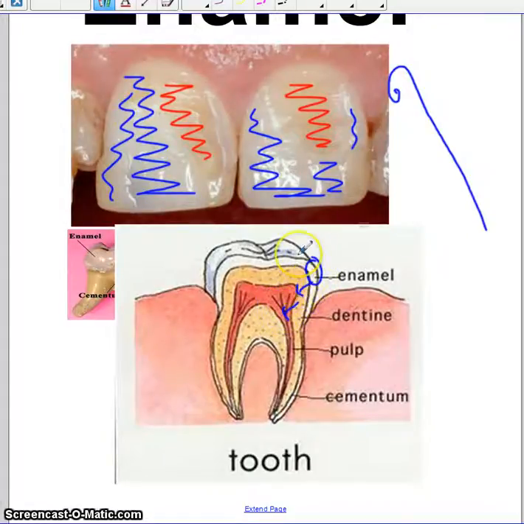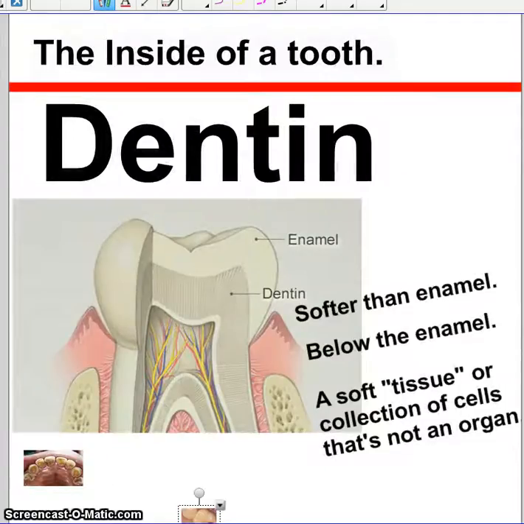Each of these is a layer. Your enamel is the first layer. The dentin, this yellow part right here, is a second layer. And the pulp is a very inner part. It's that pink layer. But the enamel is right on the outside. Let's go to the dentin right now.